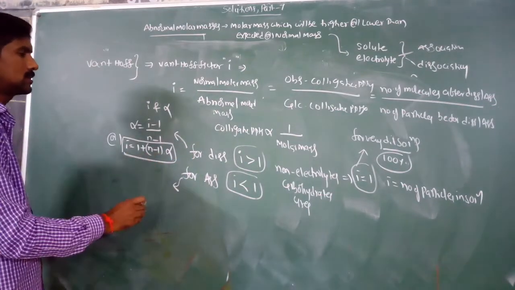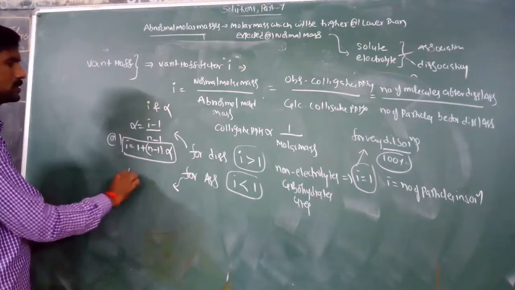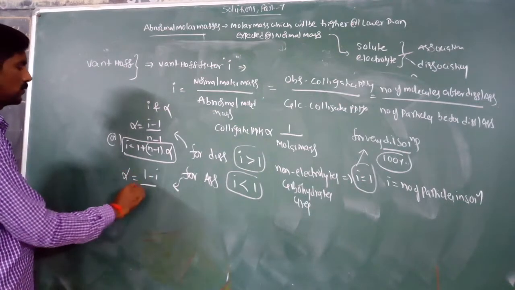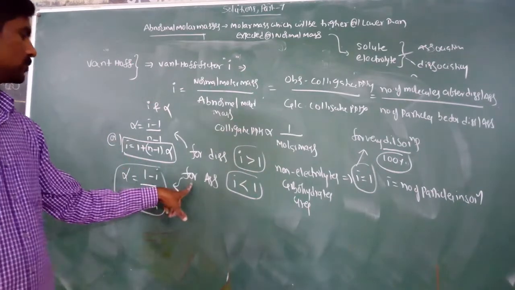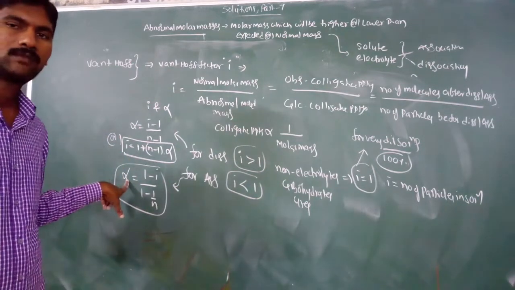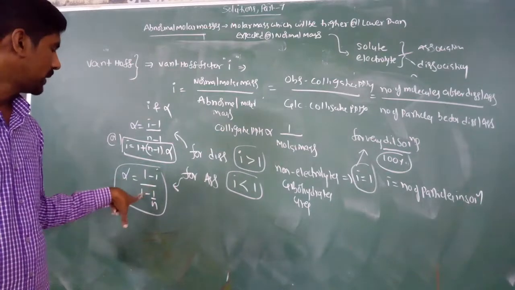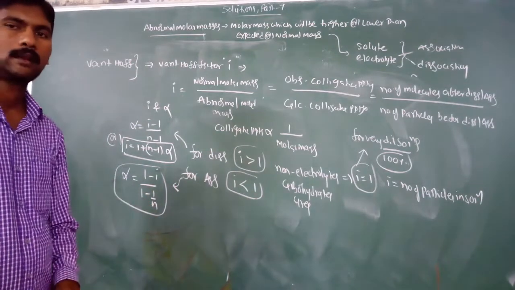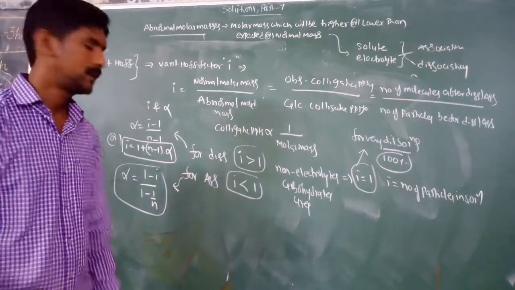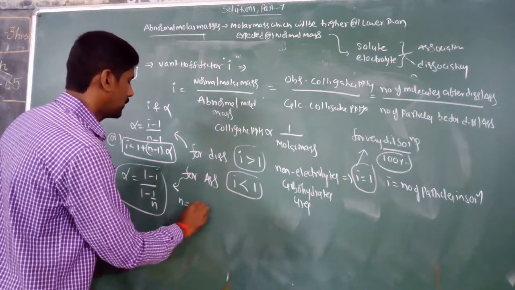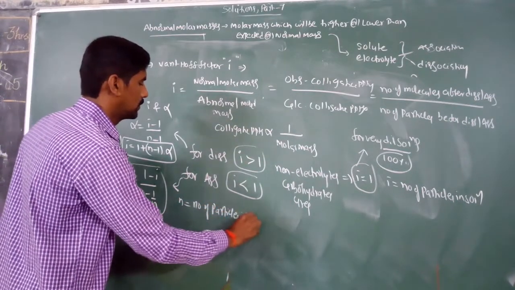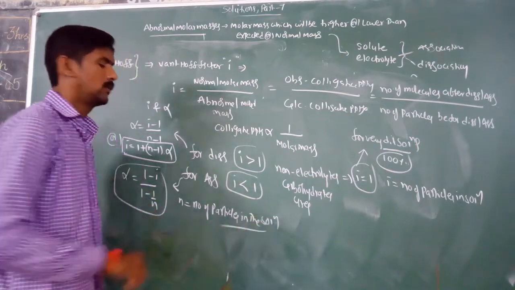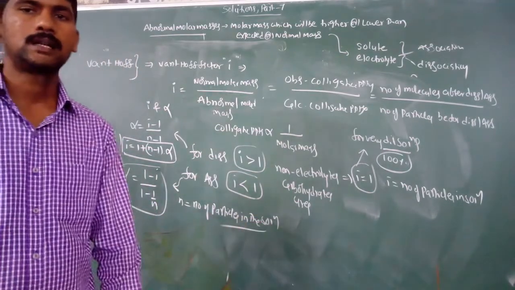For association of solute, the degree of association alpha is equal to (1 minus i) by (1 minus 1 by n), where n is the number of particles in the solution.